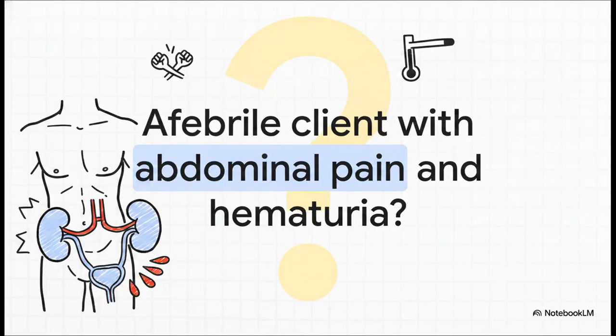Awesome. Question 3. A client arrives at the emergency department complaining of low abdominal pain and hematuria following a physical altercation. The client is completely afebrile. The nurse should immediately assess the client for a history of which condition: acute pyelonephritis, glomerulonephritis, trauma to the bladder or abdomen, or renal cancer in the family? Look really closely for the specific clinical clues here.